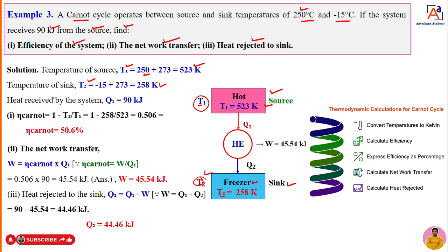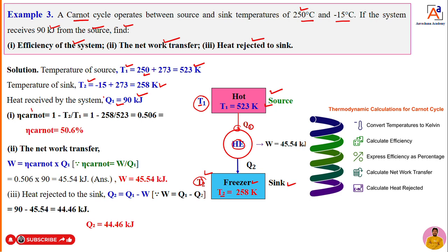Then the amount of heat received by the system. You can call it Q1. That is 19 kilojoules of heat supplied to, or received by, the system. That he has given in the problem itself. So with the help of this given data, what do we need to calculate? The first parameter is the efficiency of the system.